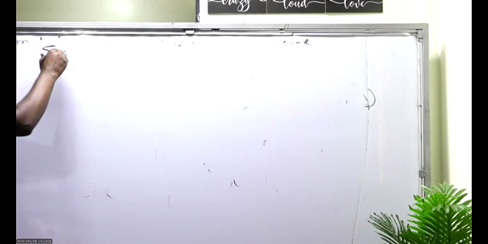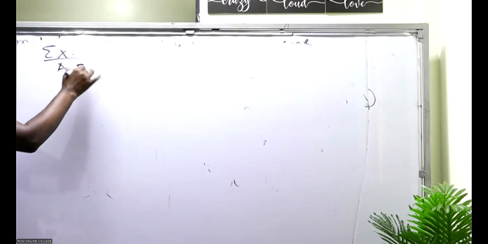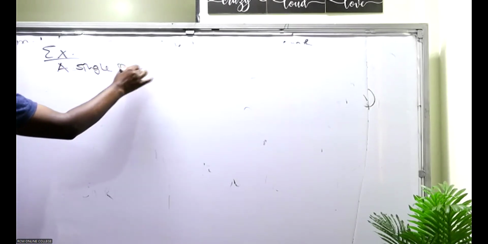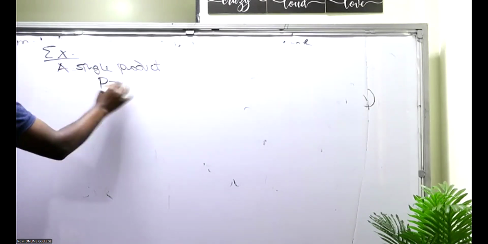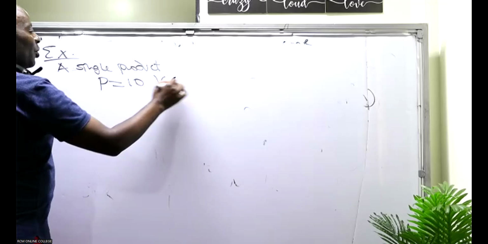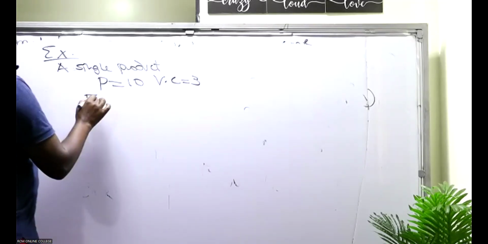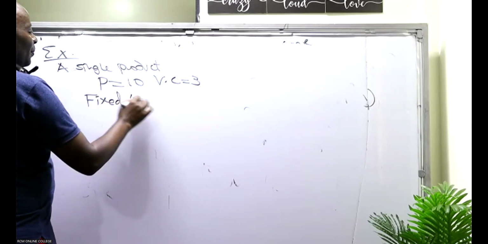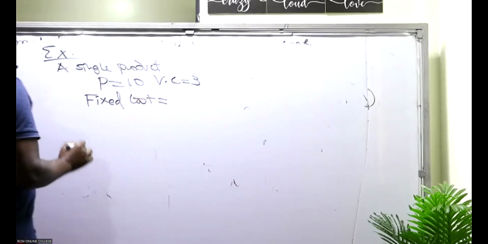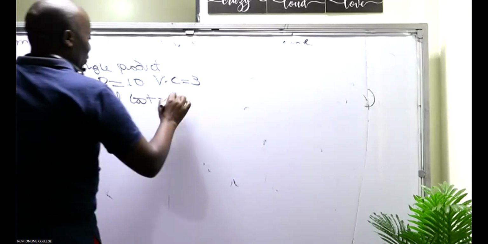Great. So exercise, ladies and gentlemen, we have a single product here. Price is 10. Variable cost is 3. Fixed cost in this case is 14 million.